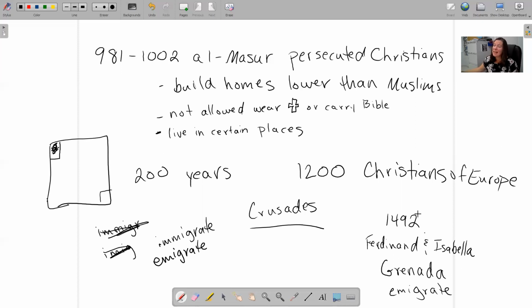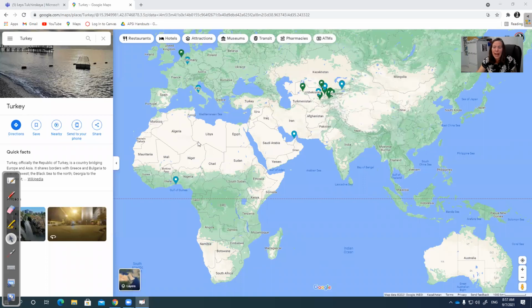1492, hopefully that rings a bell. That was the same year that Ferdinand and Isabella gave three ships to one Christopher Columbus to sail across the Atlantic Ocean, and he stumbled into some islands that he thought was India. And there's a whole mythology that he discovered America. So let me go back to the map.